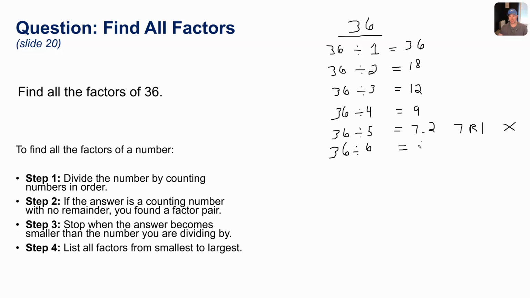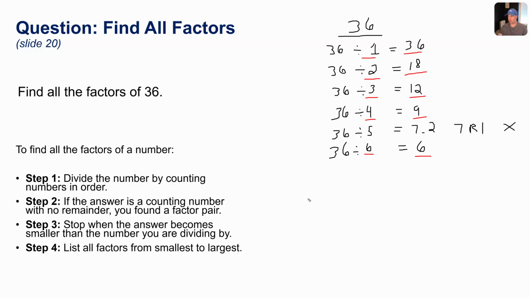Now, at this point in time, because the factor that we're dividing by gives us an answer that's either equal or smaller than that number, we can stop. So stop when the answer becomes smaller than the number you are dividing by. Well, that has now been the case. So at this point, we can now list all of our factor pairs. Our factor pairs are basically what we divided by and then what we got. So 1 and 36, 2 and 18, 3 and 12, 4 and 9, and 6 and 6 are going to be your factors.